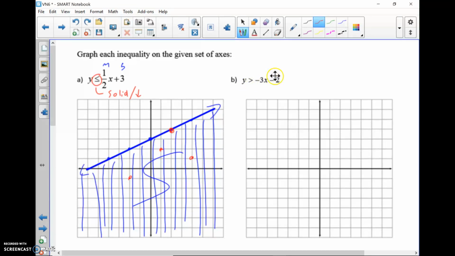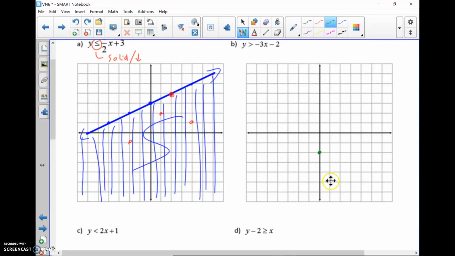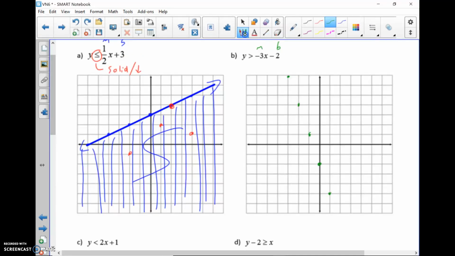So this one, do this one in green. Our y-intercept is -2, and our slope is -3. So that's down 3 over 1. And I'm out of space already, so then I'll go the other way. And see, even now I just grabbed my line tool, but this one you've got to hesitate.